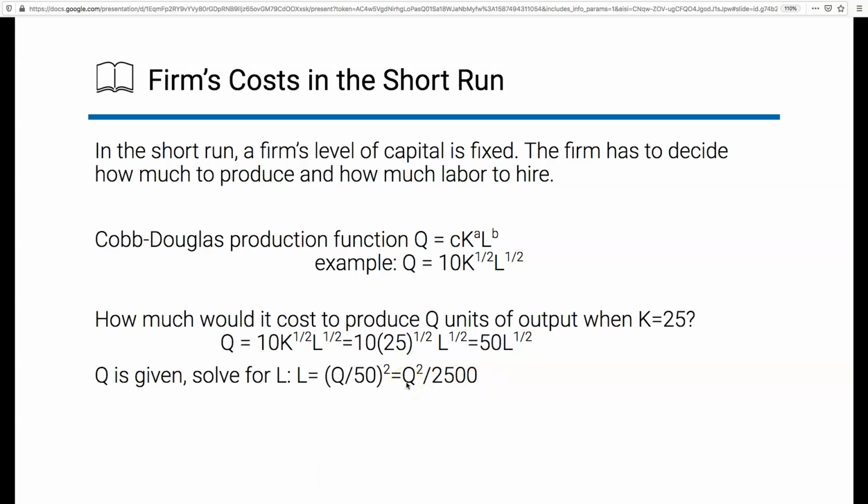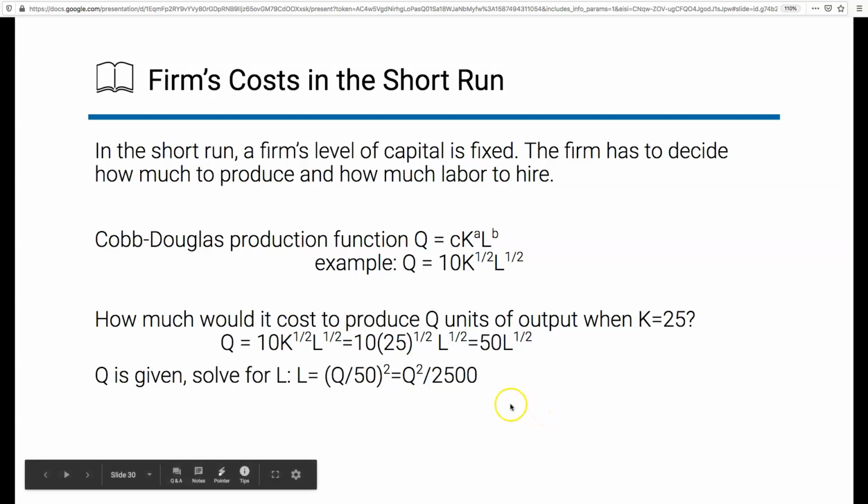This is the idea that if you want to, say, produce 100 units of output, that means your Q squared is going to be 10,000, and you need to hire 4 units of labor to produce 100 units of output. If you want a different amount, say 50, you need to hire 1 person, and so on. This equation simply tells you how much labor you need to hire to produce a certain amount of output.